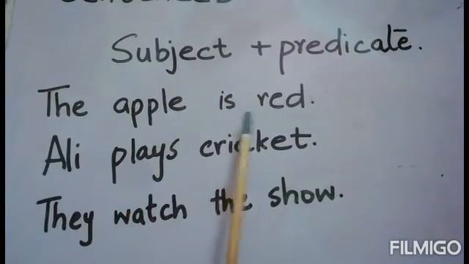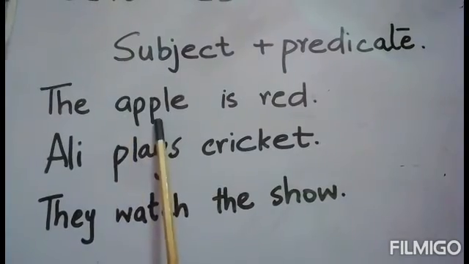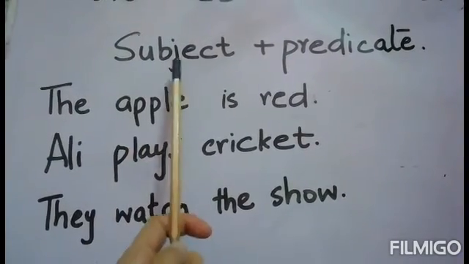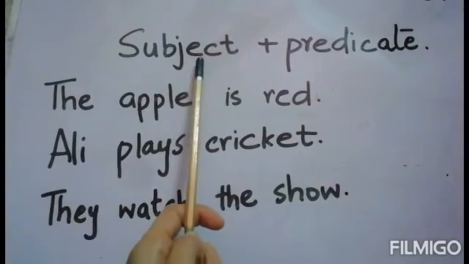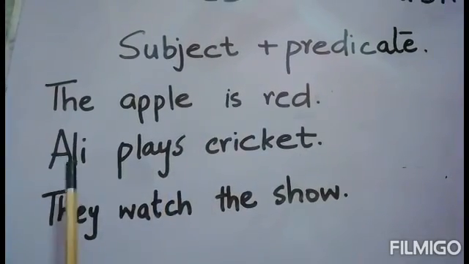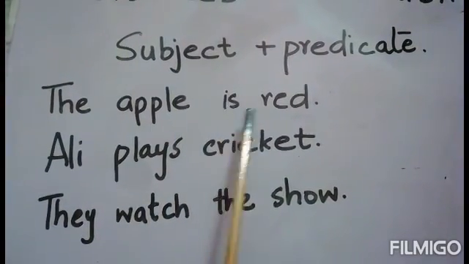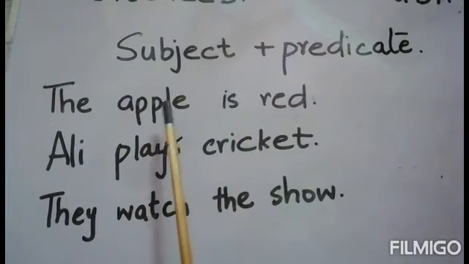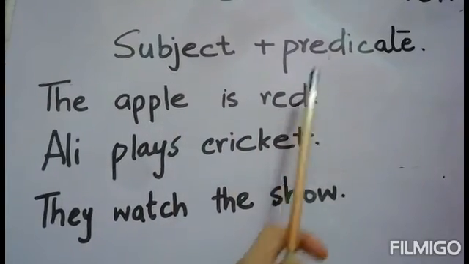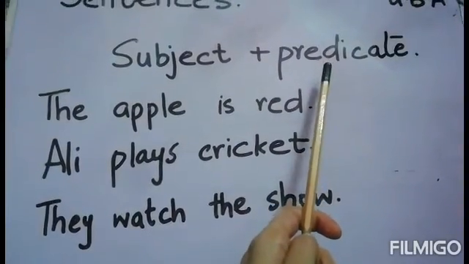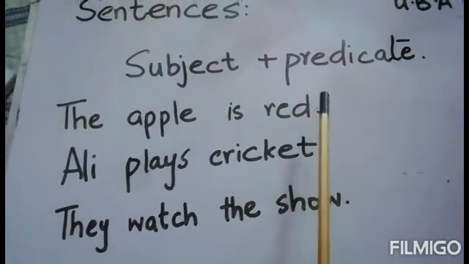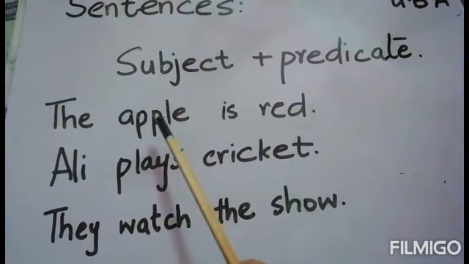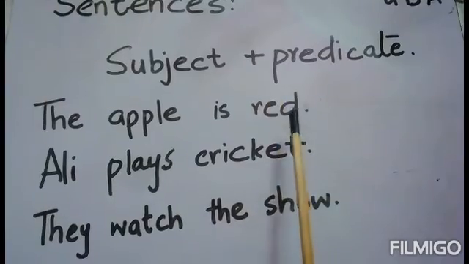The sentence is about the apple. So apple is a subject over here. And is red is predicate. Predicate is something that tells us what that particular subject is.